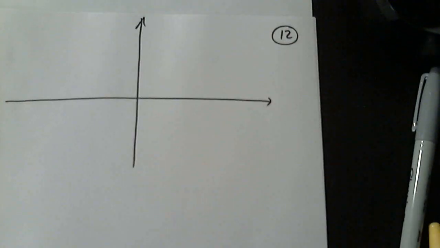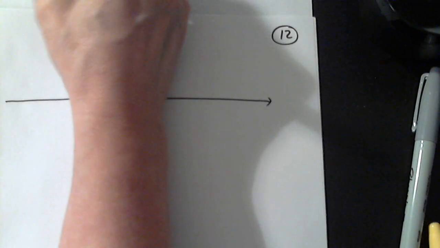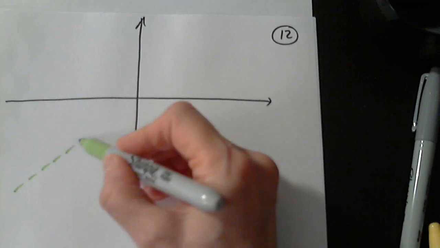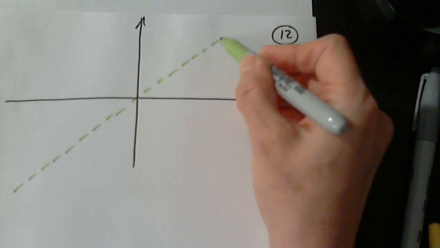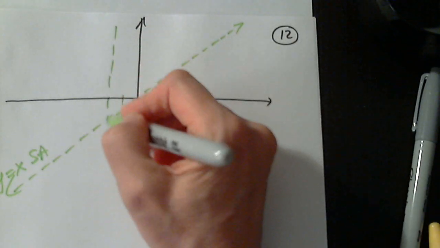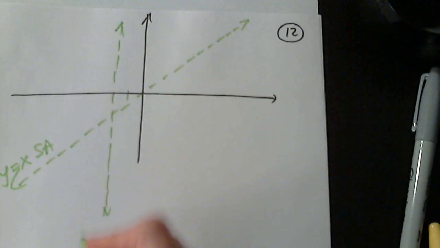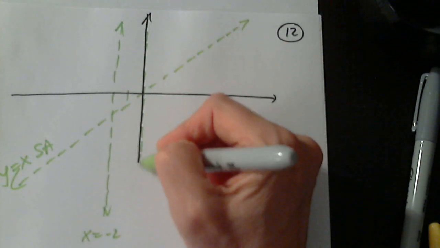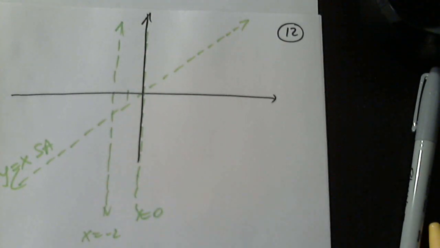Here's the graph. When we graph functions with asymptotes, we have to start by graphing the asymptotes. So I write myself a note here, slant asymptote. Y equals x, slant asymptote. Then I have negative 2. And I have 0. Overkill, but just to make sure it's there. Good. And now I'm ready to graph this function.